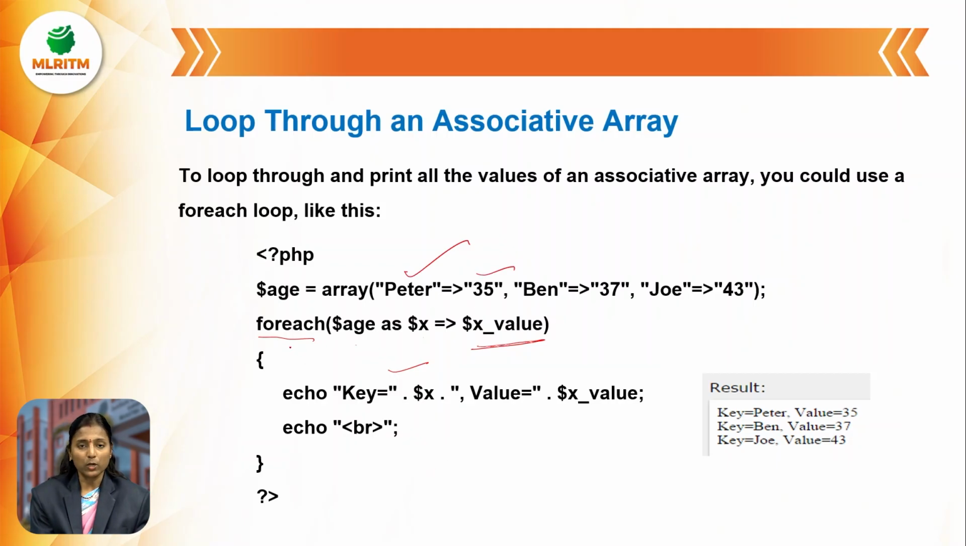Here, what loop are we using? The foreach loop. The foreach loop will consider the name and the age. Then again, the break condition. Again, it will move to Ben. The value will be 37 and the break. Then the third one is Joe and an echo. The value will be 43. In this format, the associative array will be printed.